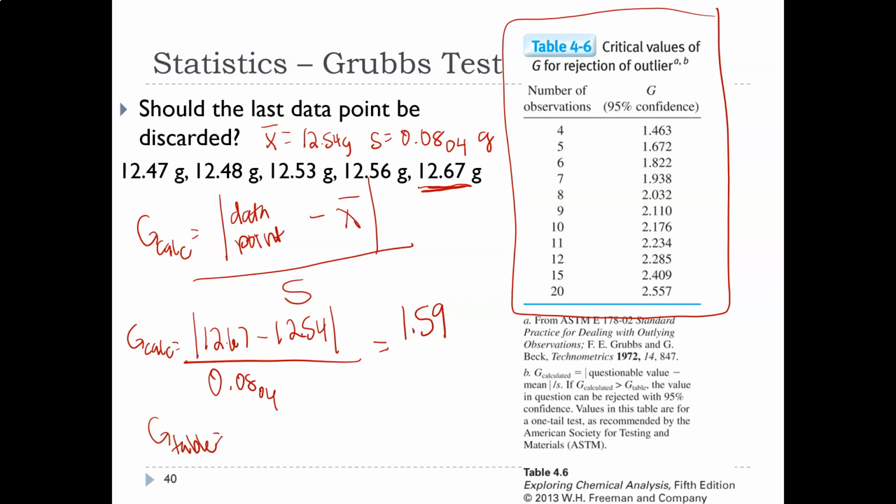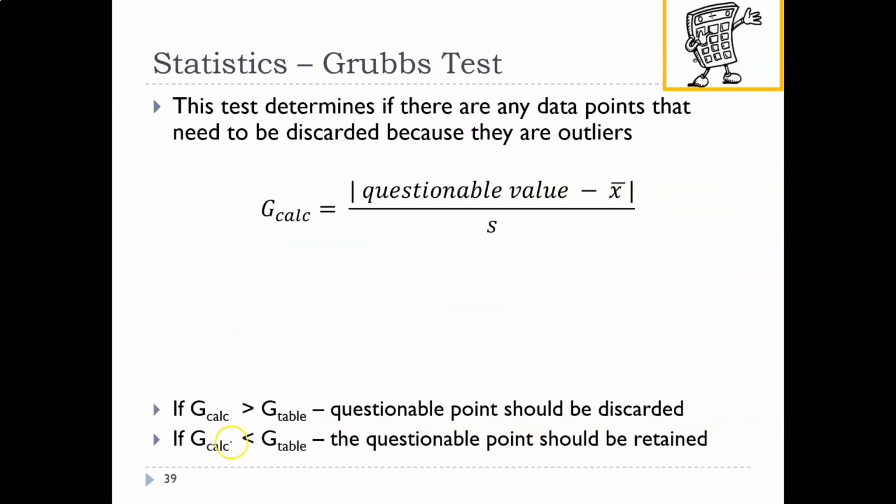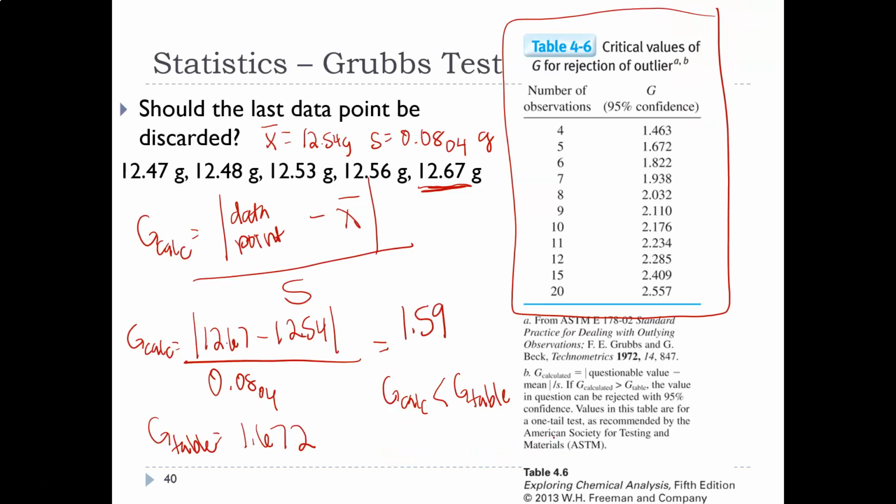Looking at this table, this column says number of observations. Notice it doesn't say degrees of freedom, but it's truly the number of measurements. So 1, 2, 3, 4, 5. 1.672 is the table value. My calculated value is 1.59, so calc is less than table. Let's go back and look at what that means. If the calculated value is less than the table value, the questionable point should be retained. We cannot drop it, so we have to keep all 5.